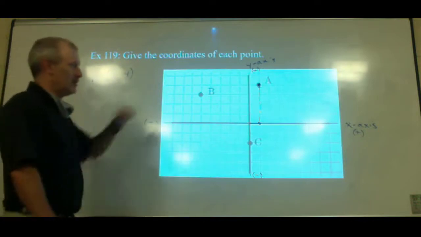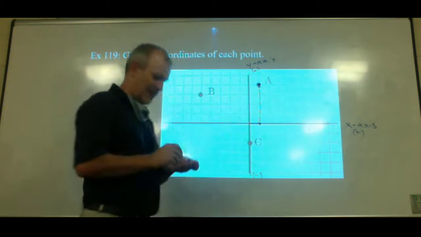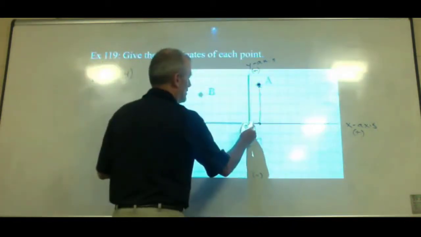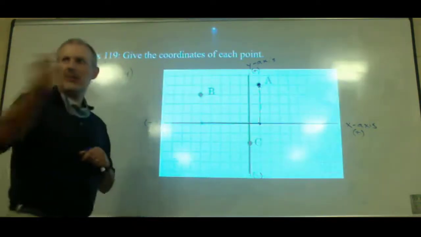Okay? So let's do B. So we're going to go, let me do a different color here. We're going to go left and right. So we're going to go to the left. And hopefully you can see it on your paper, even if you can't see it up here.